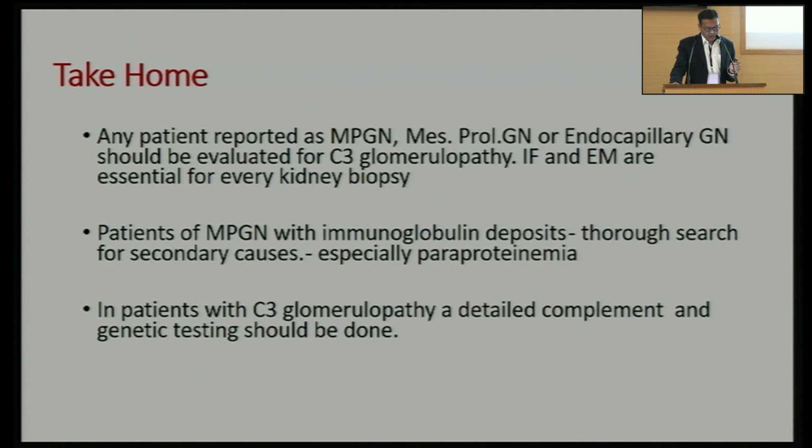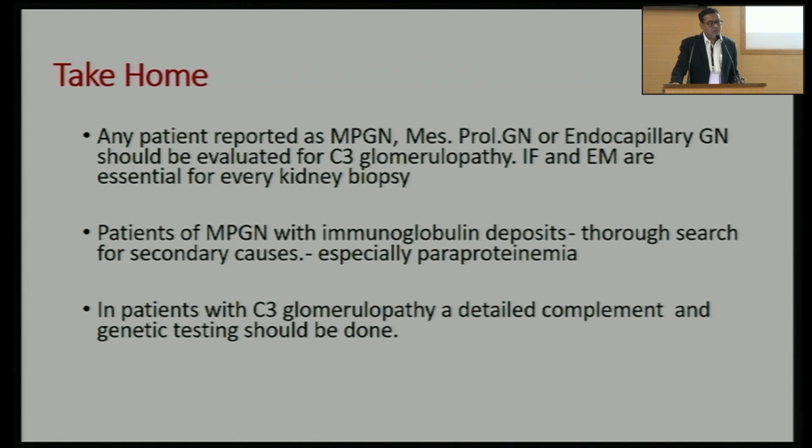So, the take-home: any patient who is reported as MPGN or any proliferative glomerulonephritis should be evaluated for C3 glomerulopathy. Most of our patients, we have now started sending EM for every patient, because later on it is very difficult to get good tissue and many patients will be missed if you are not doing the EM.